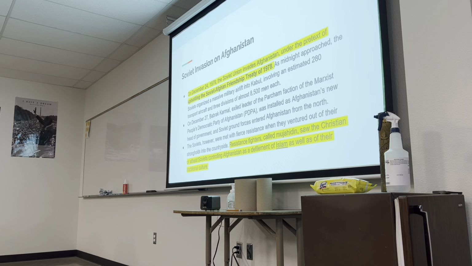One thing that the Soviets didn't realize is that they were going to face a resistance, and this resistance is called the Mujahideen. They pretty much saw Christian or atheist Soviets controlling Afghanistan as an affront to Islam as well as their traditional culture. So the people living in Afghanistan did not like what was going on.